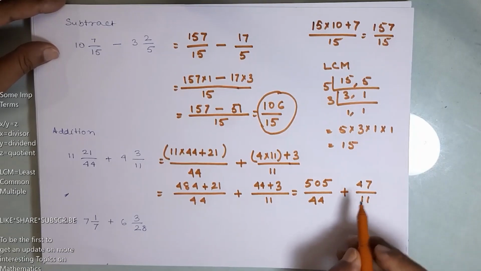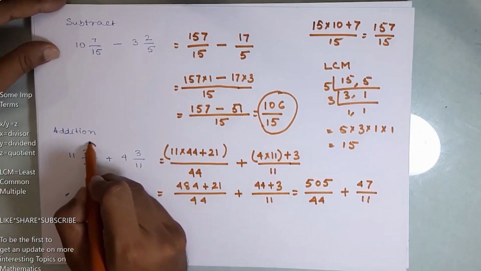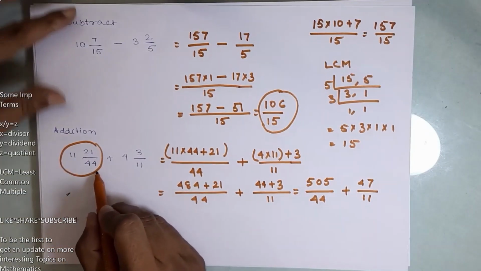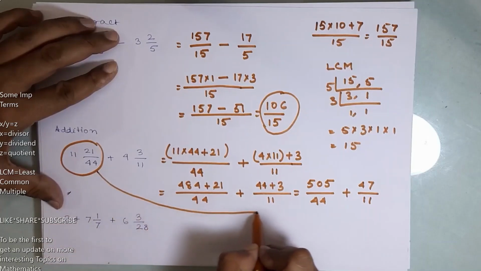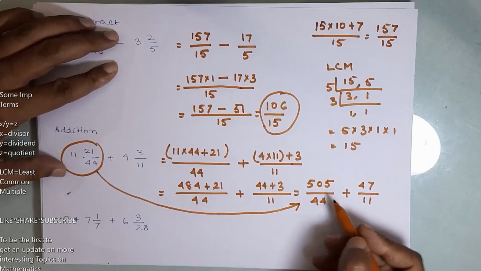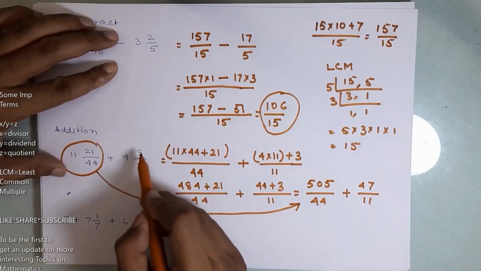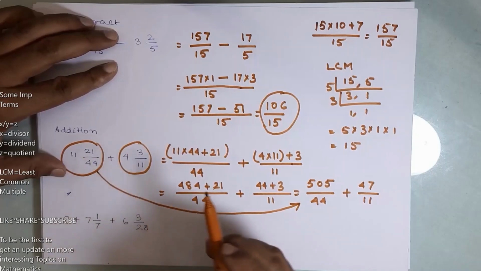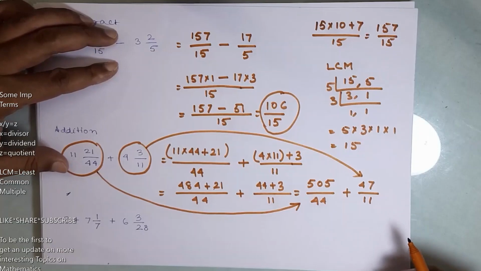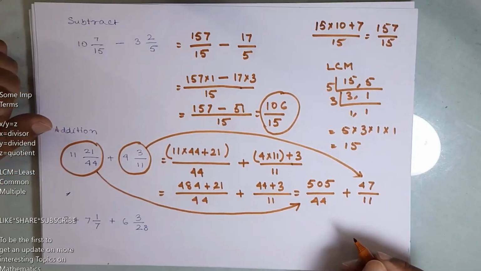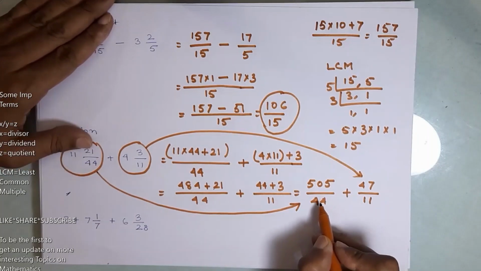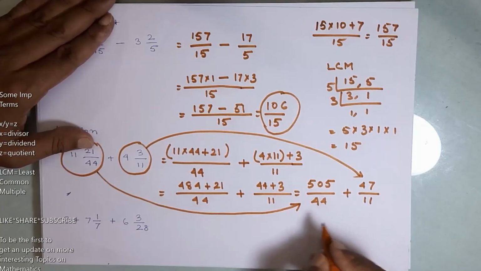Now if you see, we have changed this mixed fraction into an improper fraction, which is your 505 by 44. If you see the improper fraction, the numerator is bigger. And we have changed this mixed fraction into an improper fraction, which is your 47 by 11. Now we have to do the normal addition. That means we have to find out the LCM of all the participating denominators.